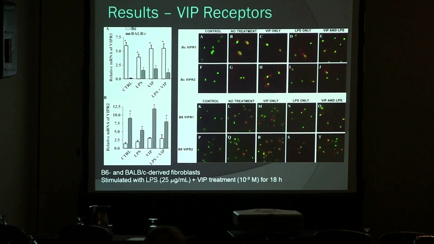And this set the framework for us to continue studies and find that, in fact, VIPR1 seems to be the receptor that carries out VIP's anti-inflammatory functions, while VIPR2 seems to carry out its healing functions and functions to reconstitute the cornea.